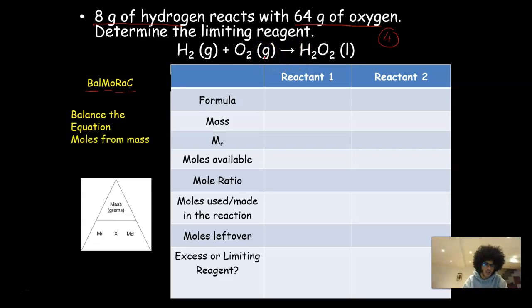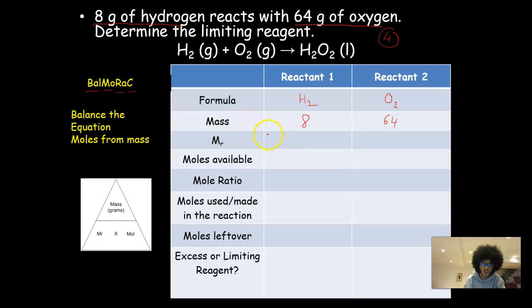The mo is moles from mass, and we'll complete some of this table in order to do this. You'll notice that I like using tables to kind of contain my ideas. Some people don't, but I find it really useful. So first off, let's put the formula in for the reactants 1 and 2. So formula 1 is hydrogen, and the next one is oxygen. And then for the mass, it's directly from the question. So I've got 8 grams of this, and I've got 64 grams of this.